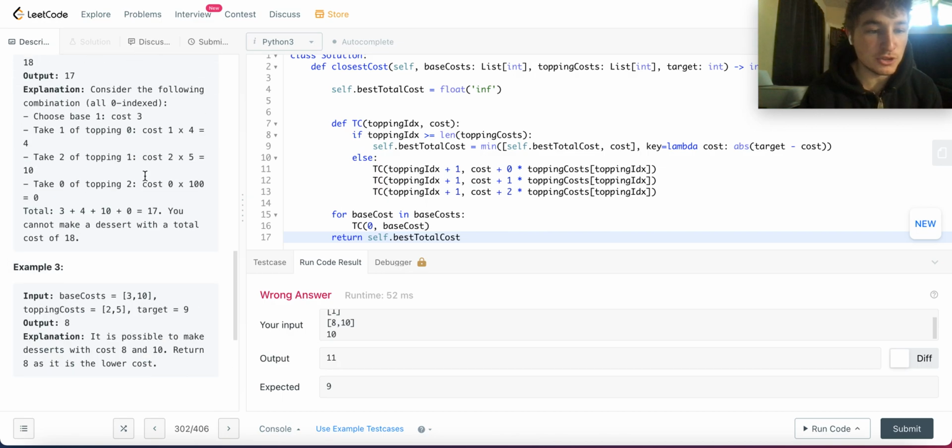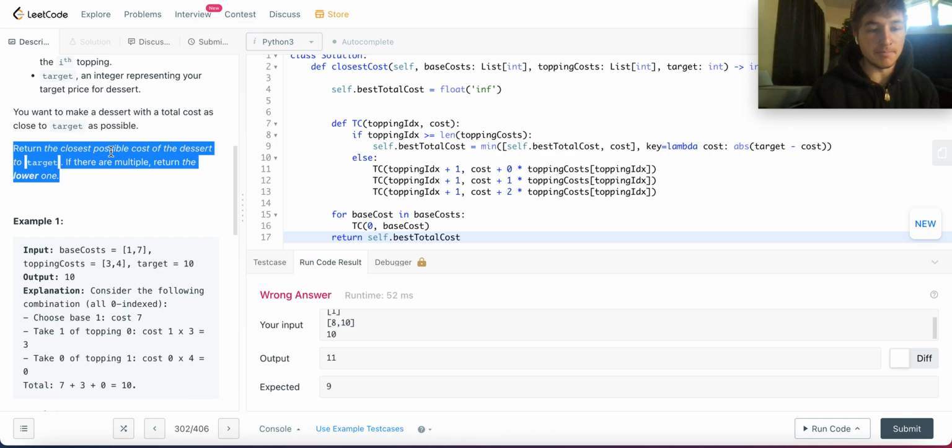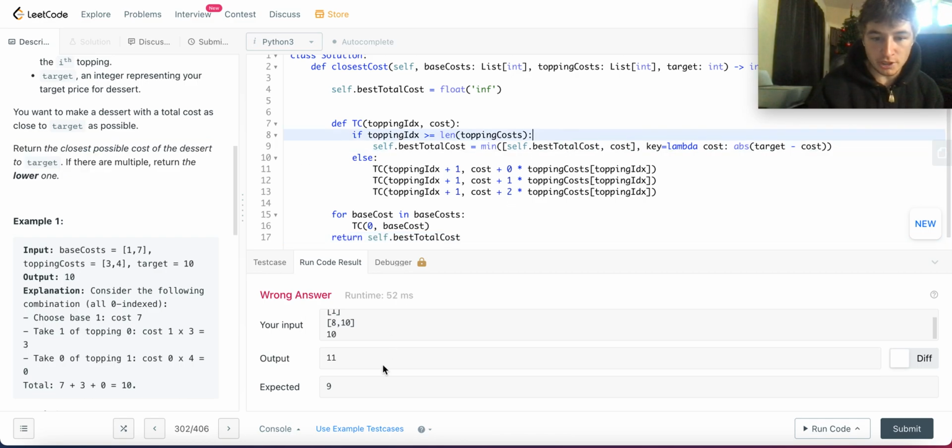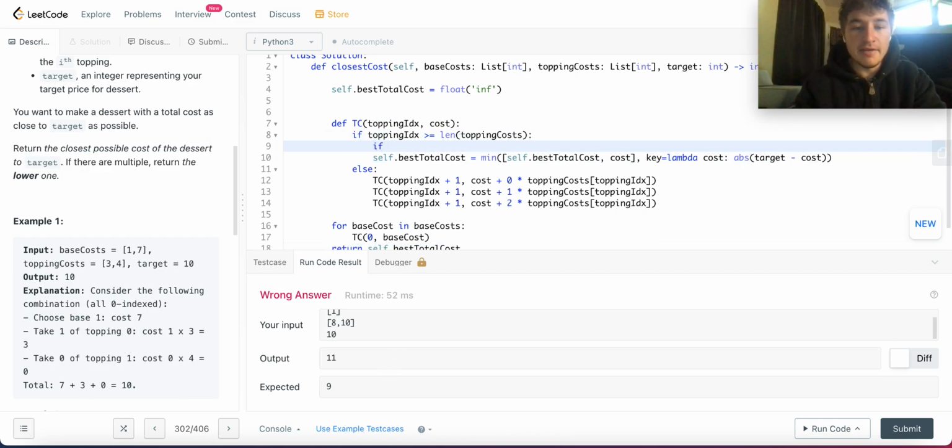But remember that I'm supposed to choose the minimum, right? So in order to account for this, I'll say, well, if the absolute difference of my total and best, if they're the same, I don't want to play this game, right?